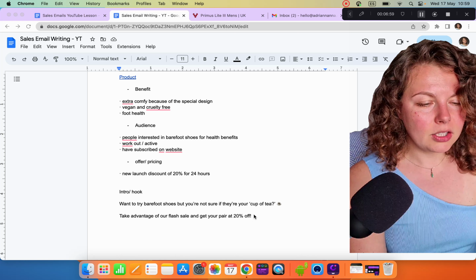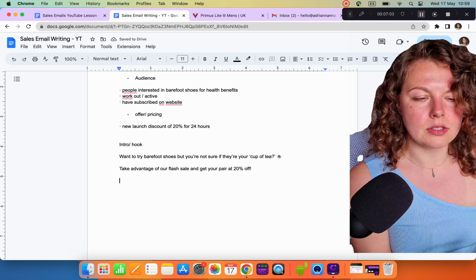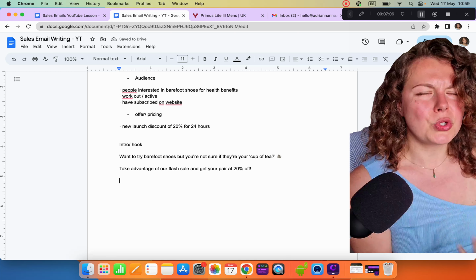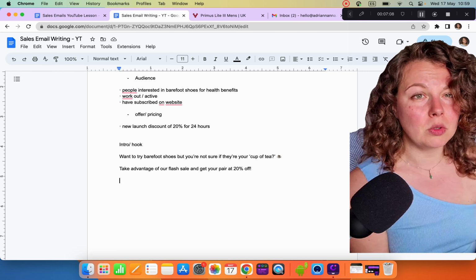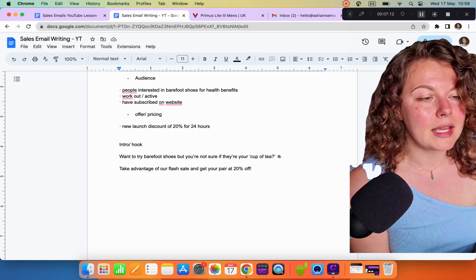So then you have the hook, and now the person is like, okay, this is something that speaks to me. I'm not sure if I want barefoot. I'm not sure if they would be good for me, and I've always put it off because of the money, but now I can get 20% off.